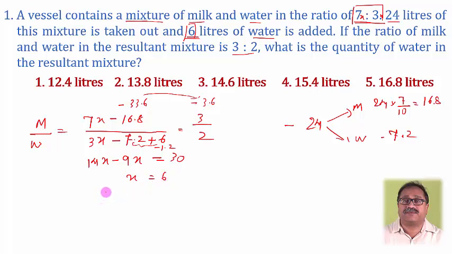Now what I need to do? I need to find out the final water. Can you see that? What is the quantity of water in the resultant mixture? So the quantity of water in the resultant mixture is this 3x minus 1.2. Now x is equal to 6, then 3x is equal to 18, and my required number is 18 minus this 1.2, and I get this as 16.8 liters. So in the final mixture, the water part is 16.8. This is my answer. Do we have the option? Option choice 5.